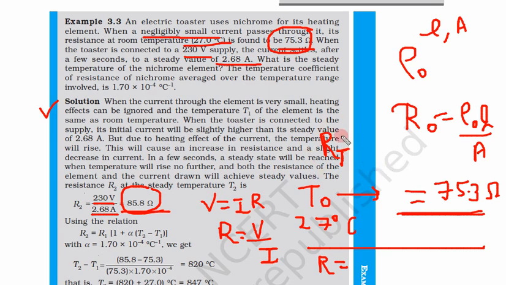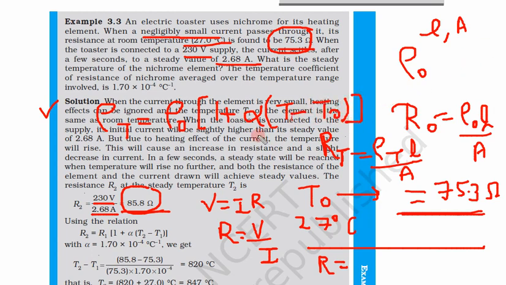So this is R at temperature T. R at temperature T is simply rho of T into length L by A. So how can we calculate this? We have this formula, rho at T is equal to rho 0 into 1 plus alpha into T minus T naught.